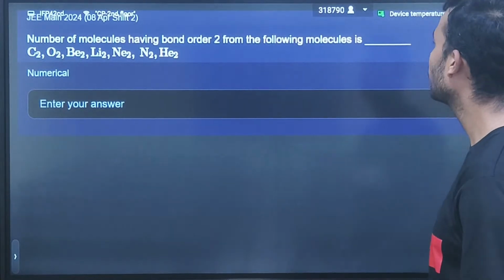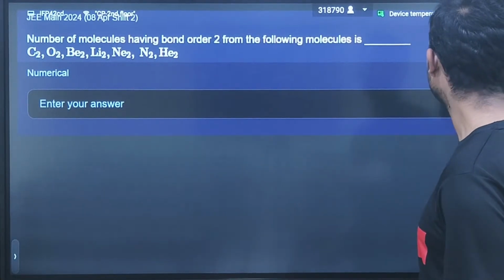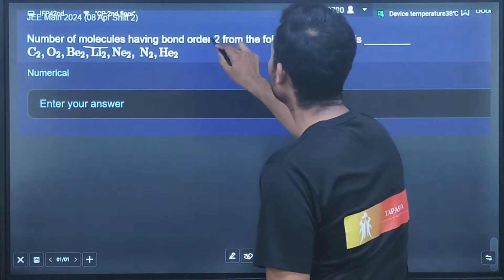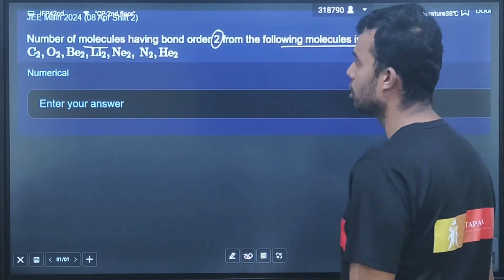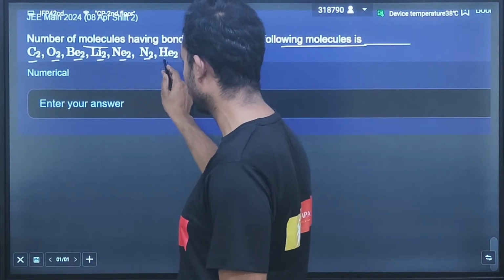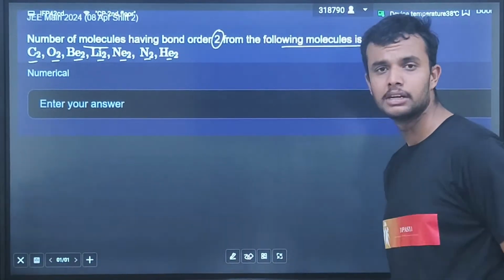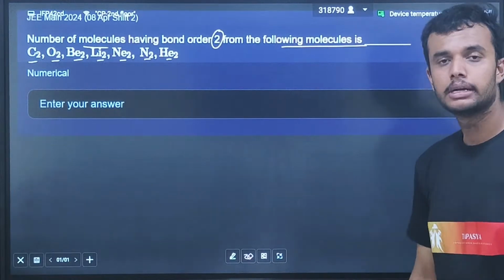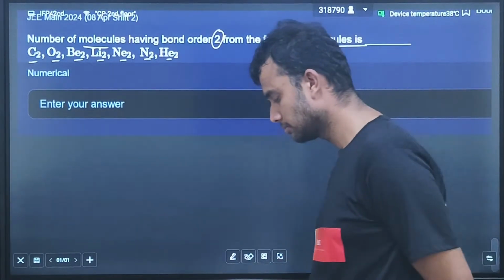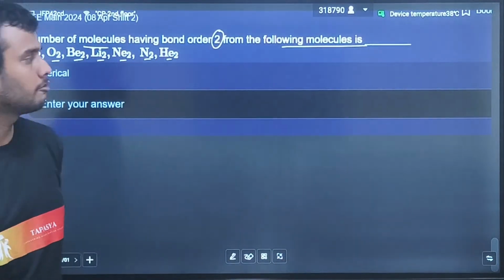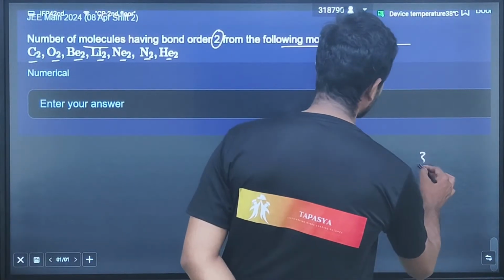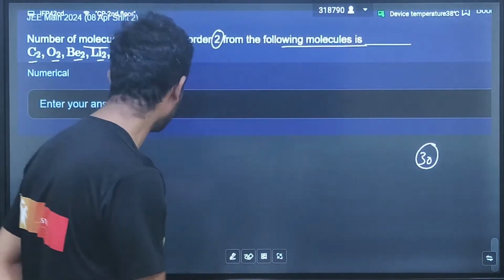Now, the next question: the number of molecules having bond order 2 from the following molecules: C2, O2, Be2, Li2, Ne2, He2, H2. What is the answer? Tell me the answer fast, my dear students. You can take 30 seconds. Use the formula trick that I have given.